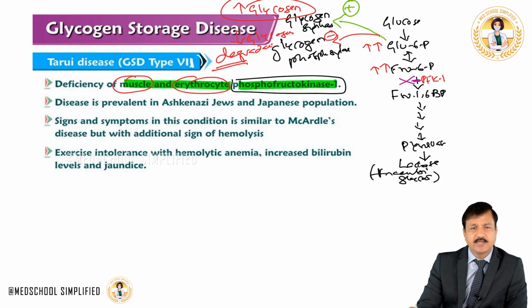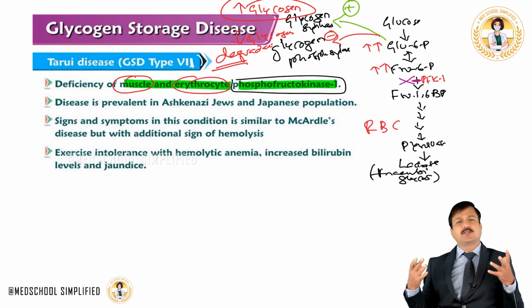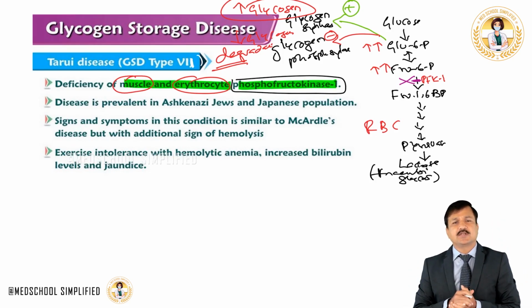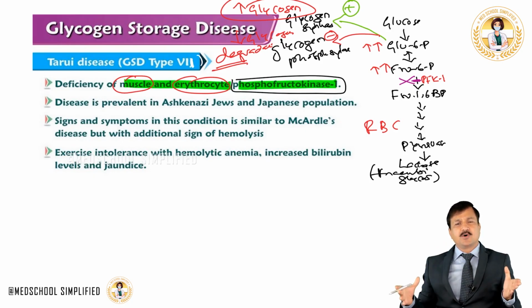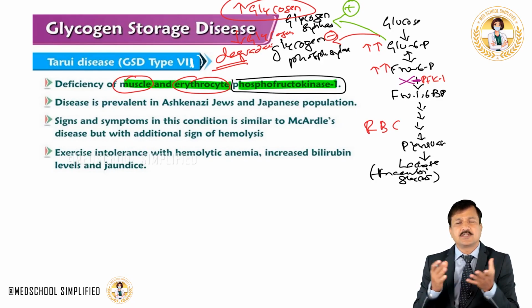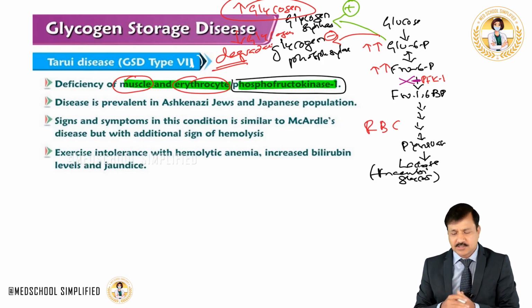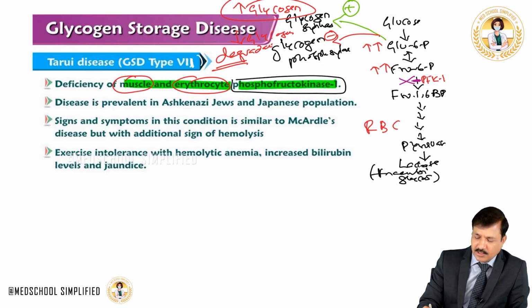The erythrocytes are entirely dependent on glycolysis for ATP. Glycolysis is the only pathway for ATP generation for red blood cells. Now PFK1 is the most important enzyme for glycolysis. It is the master controller of glycolysis. When that is deficient in the erythrocyte, it means red blood cells totally lack ATP.